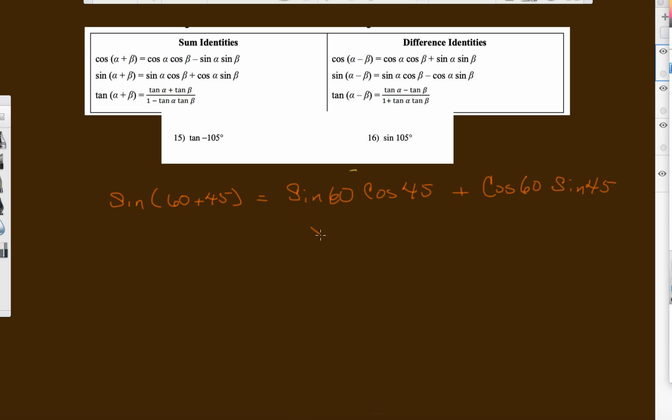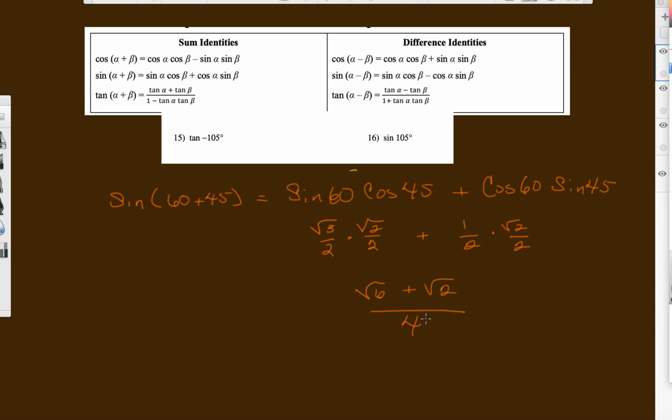Sine of 60 is root 3 over 2 times root 2 over 2. We're going to add to it cosine of 60, which is a half, times root 2 over 2. And this is one of those that you've gotten used to. This is root 6 plus root 2 over 4. That's it. And you're pretty used to that.